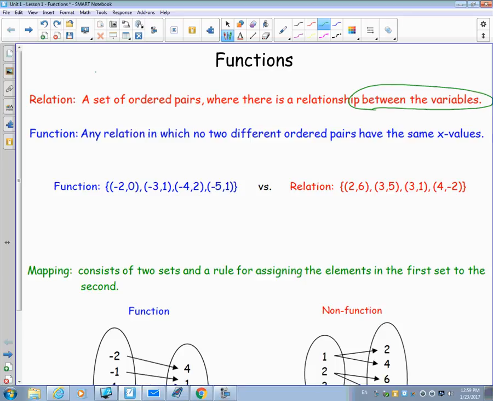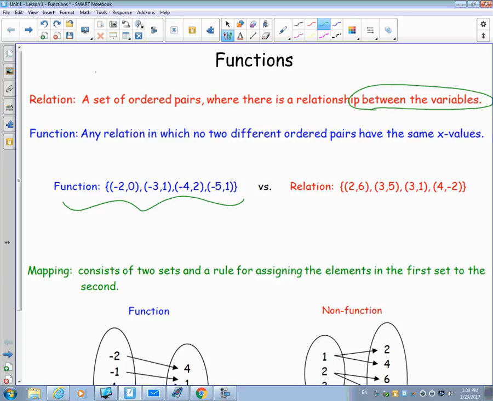A smaller group of those relations are actually called functions. The definition of a function means that no two different ordered pairs can have the same x value. The reason for that is I want to be able to use my function as sort of a machine. When I put something into it, I know what's going to come out of it, and it's never going to change. So for example, this is a function because I have 4 different x values.